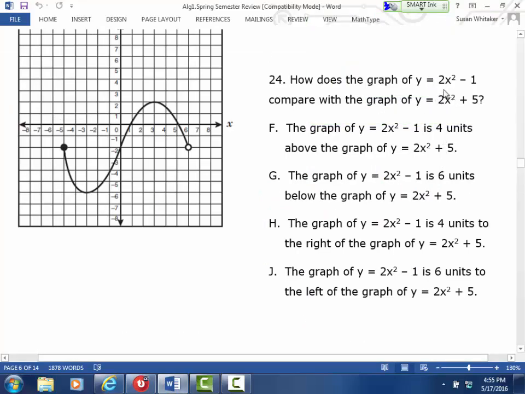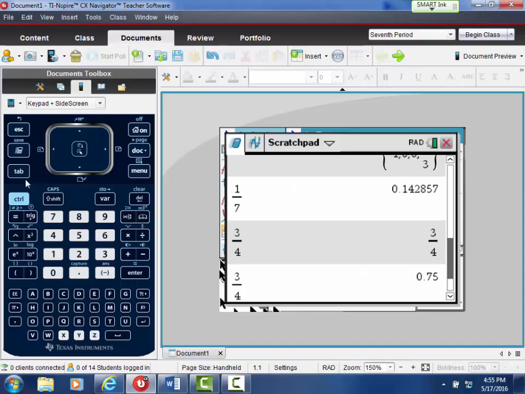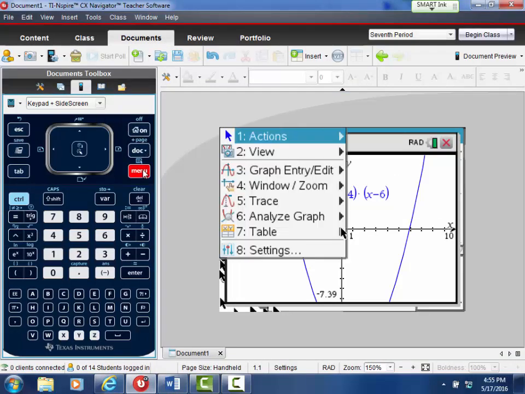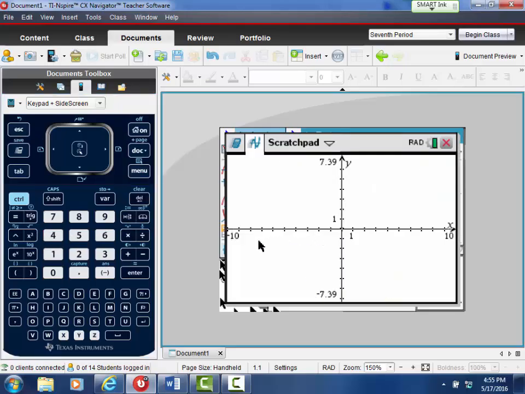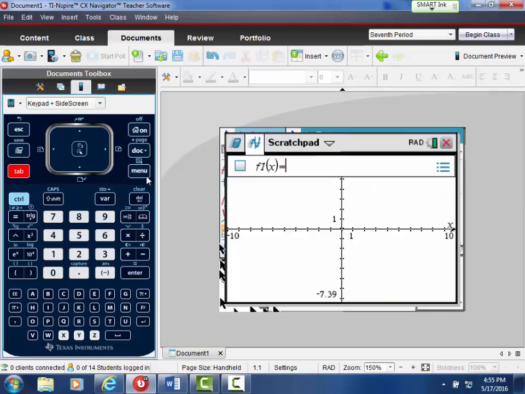How does the graph of y equals 2x squared minus 1 compare with the graph of y equals 2x squared plus 5? All right, well, the only difference in the two equations is this minus 1 versus this plus 5. Now, I happen to remember what that difference is, and some of you may as well, so you can go ahead and answer the question. But for those of you who don't, we can do a comparison graph. We'll get rid of what was in there before and graph these two equations.